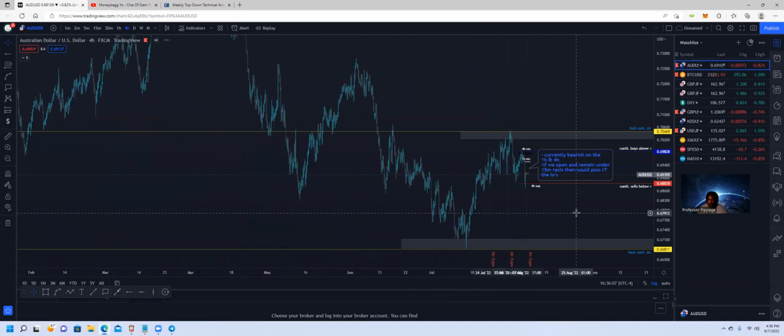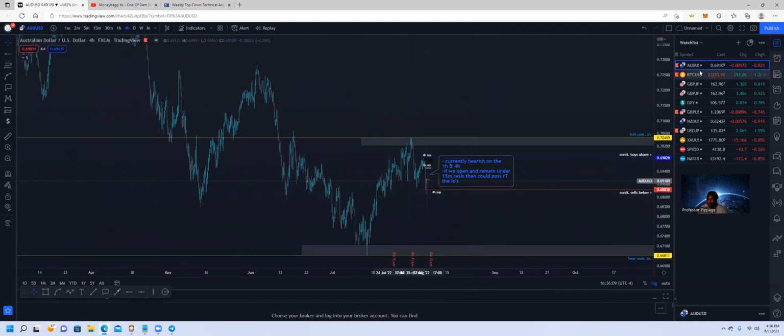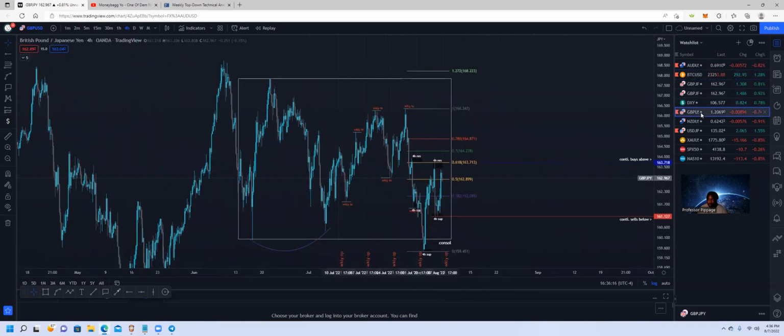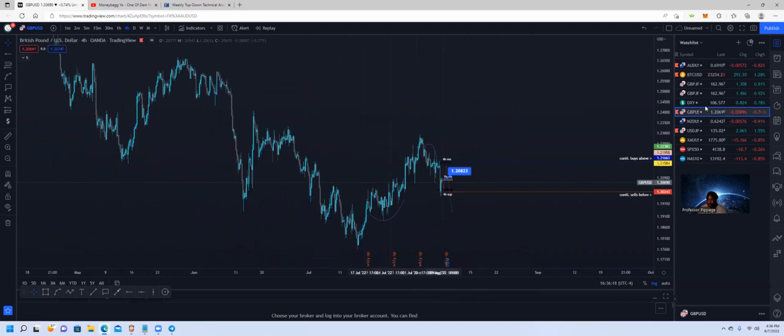Potentially could be building USD strength, AU starting to push back bearish. Let's see, GJ is starting to push back bullish. GU starting to push back bearish. So potentially AU strength at this point.